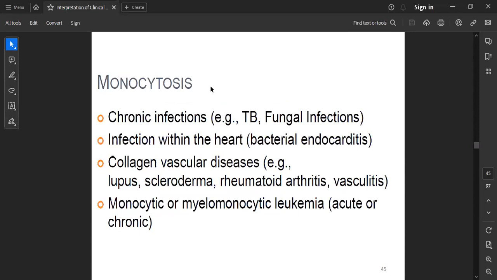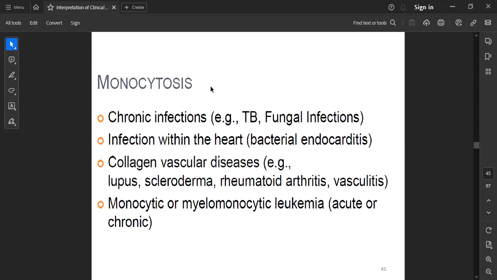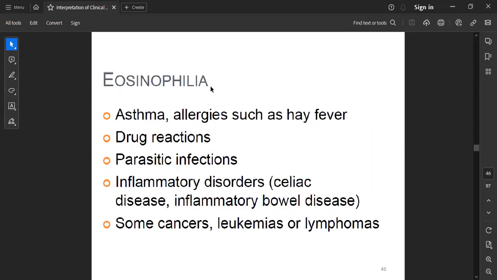Monocytosis: monocytes are going to increase with chronic infections like TB, fungal infections, infections within the heart, and collagen vascular diseases like lupus, arthritis, vasculitis. So eosinophils are now for allergies and allergic conditions. Basophils is mostly bacterial. Lymphocytes is mostly viral. Monocytes, chronic infections. Eosinophils for allergic conditions mostly, or parasitic ones.